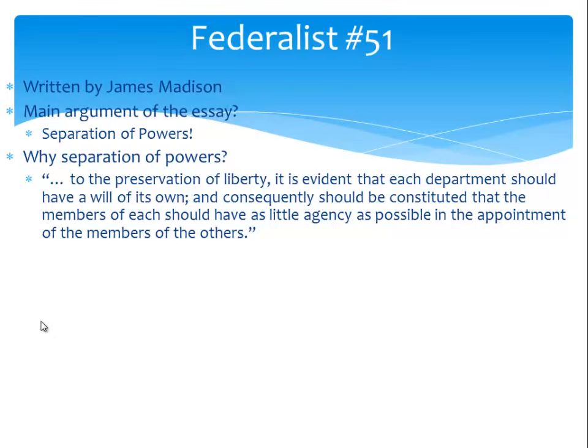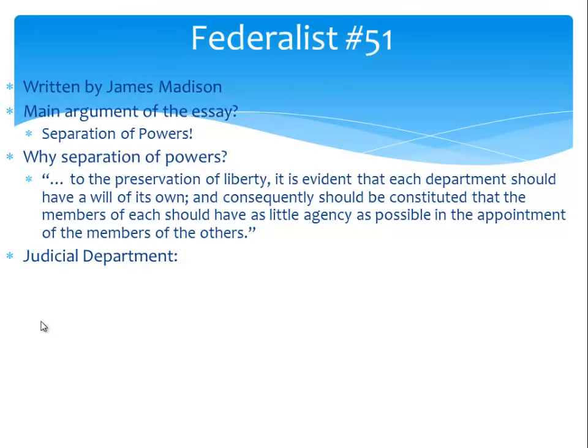It is evident that each department should have a will of its own and consequently should be so constituted that the members of each should have as little agency as possible in the appointment of the members of the others. So in other words, three different branches of government having as little control over the other one as possible.